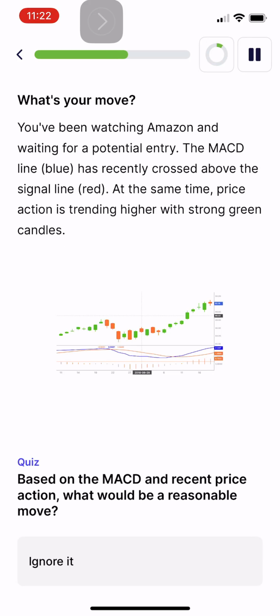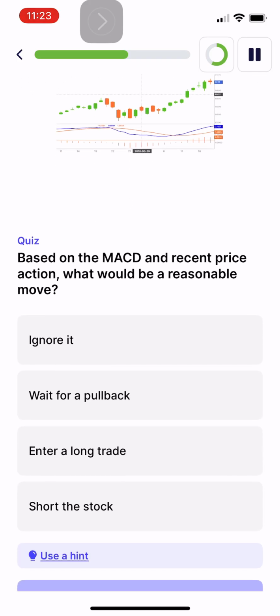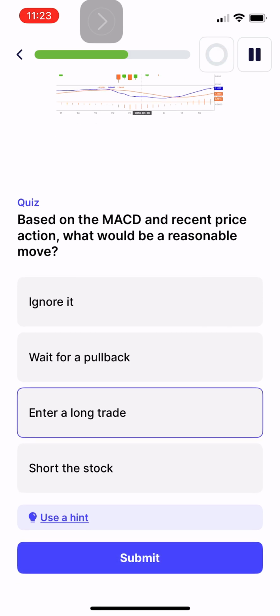You've been watching Amazon and waiting for a potential entry. The MACD line, blue, has recently crossed above the signal line, red. At the same time, price action is trending higher with strong green candles. Based on the MACD and recent price action, what would be a reasonable move? Ignore it. Wait for a pullback. Enter a long trade. Short the stock.